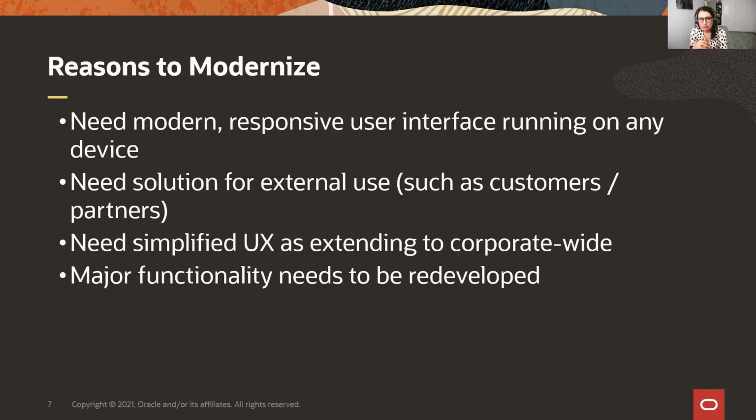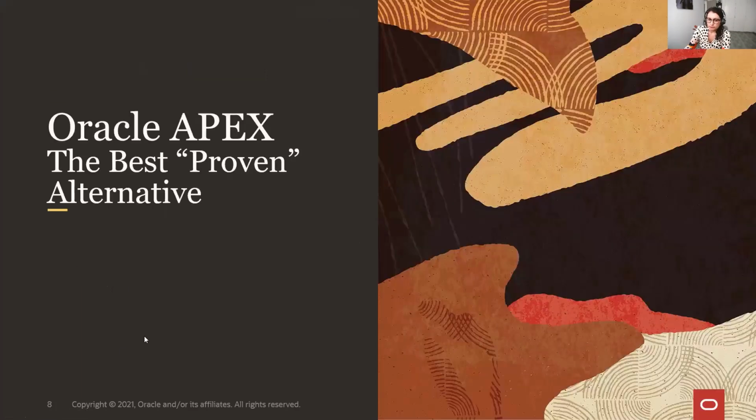And probably the most popular reason is that business requirements have changed and you need to redevelop the functionality. And sometimes you can't meet those requirements using Forms. So you are thinking of a successor or an alternative for Forms. So Apex is the best proven alternative when you need to modernize your Forms applications. So now let's see the similarities, the differences, and the advantages.